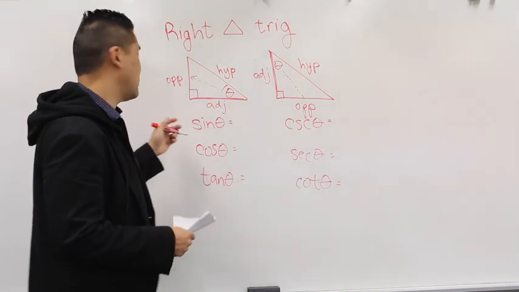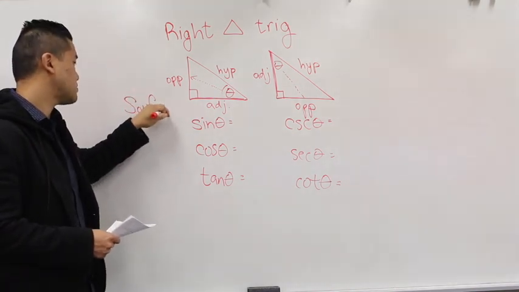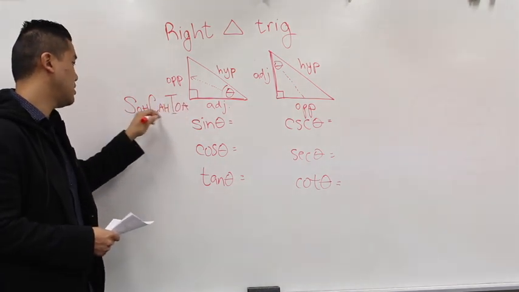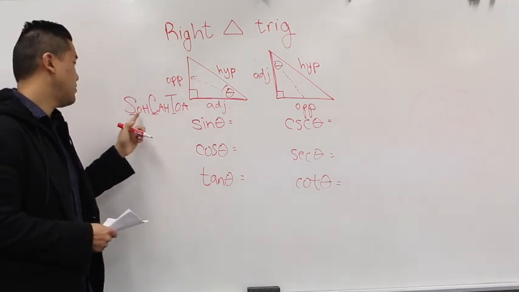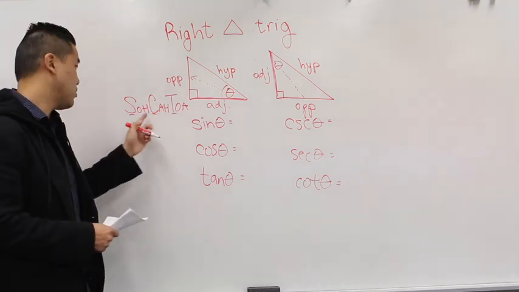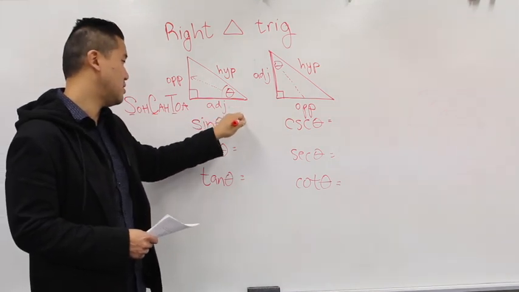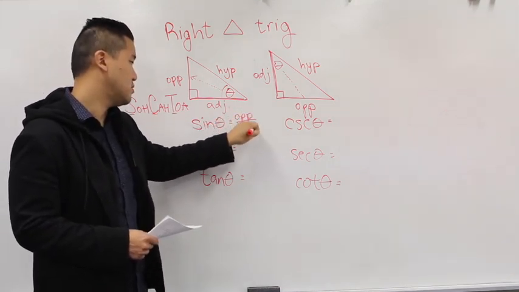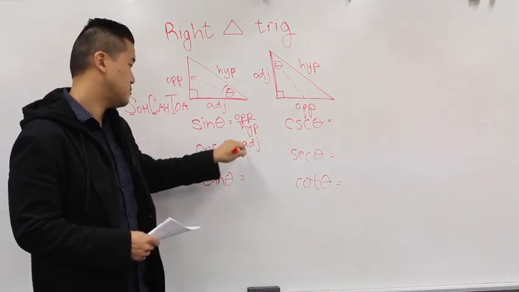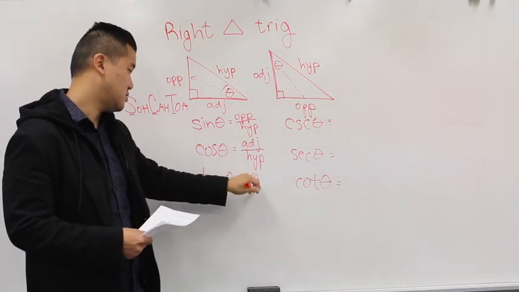Alright, so sine, if you learned back then, we use SOHCAHTOA. So sine, cosine, tangent. The O stands for opposite, the H stands for hypotenuse, the A stands for adjacent. But that's how we're going to do those problems. So sine is SOH, opposite over hypotenuse. Cosine is CAH, adjacent over hypotenuse. Tangent is TOA, opposite over adjacent.